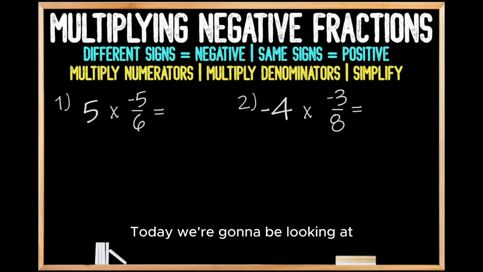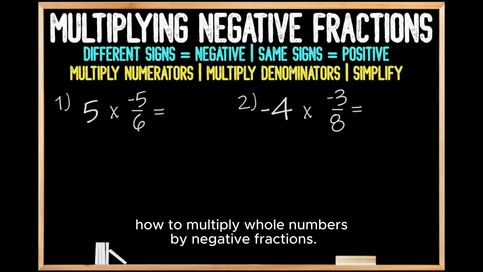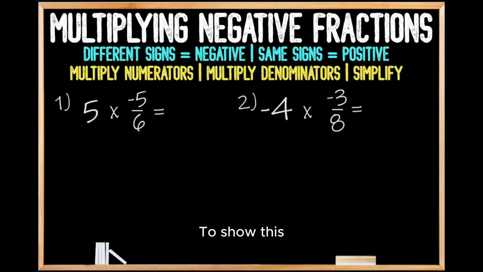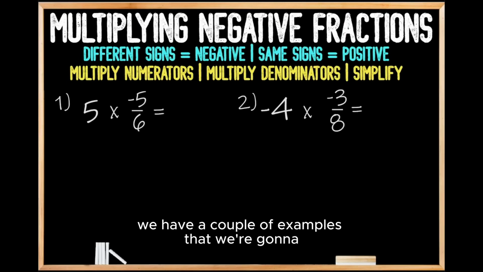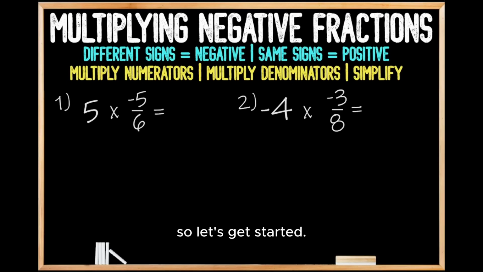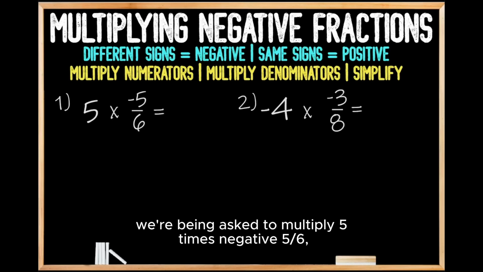Today we're going to be looking at how to multiply whole numbers by negative fractions. To show this, we have a couple of examples that we're going to work through together here, so let's get started. For question number 1, we're being asked to multiply 5 times negative 5/6.